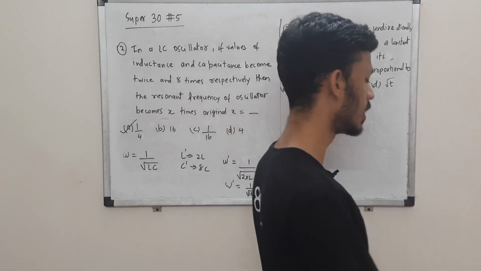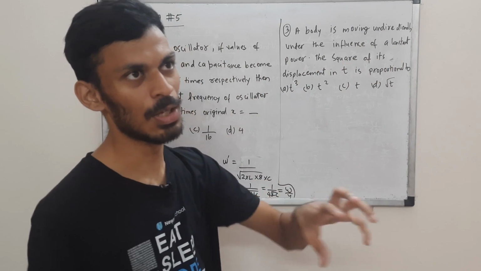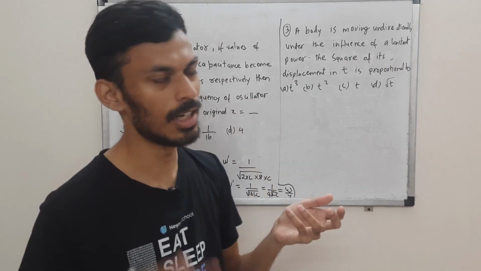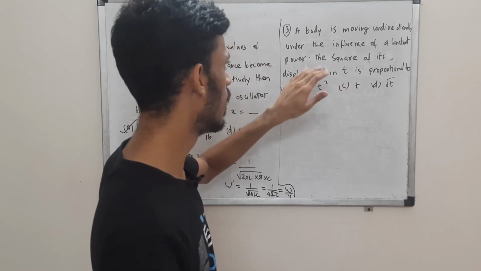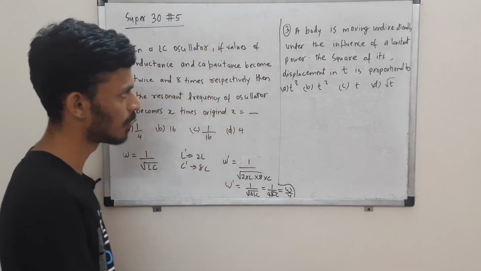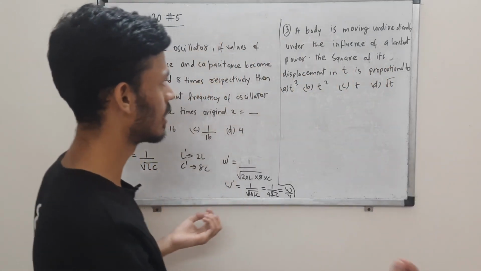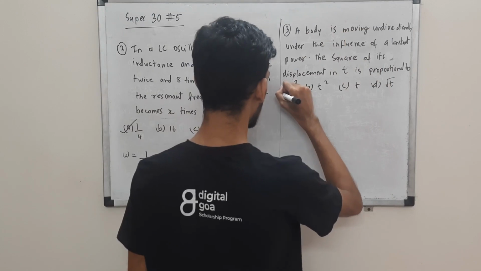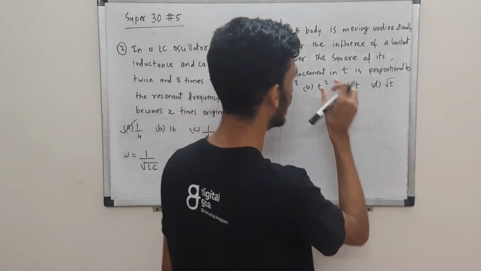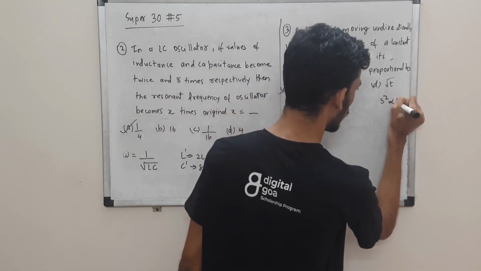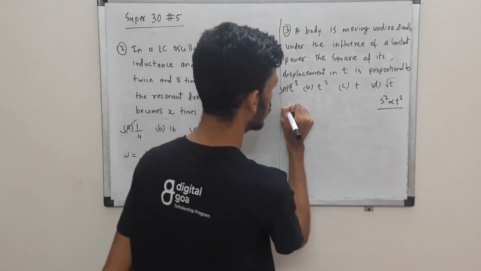Here we have a body which is moving unidirectionally. Unidirectionally basically tells you that it won't change its direction, so the direction of force will remain the same. Under the influence of a constant power, the square of its displacement is proportional to what? Some of you might directly know the answer, and it's valid for constant acceleration, right? So here the answer is t to the power 3. Let's see how this comes. Some of you might directly know that s square is proportional to t cube. That is true. Let's come to the solution.